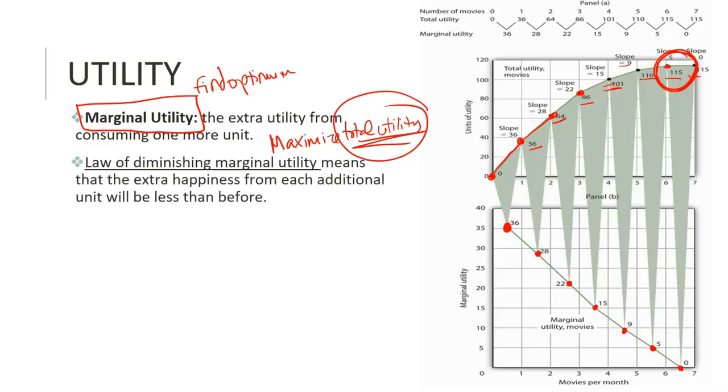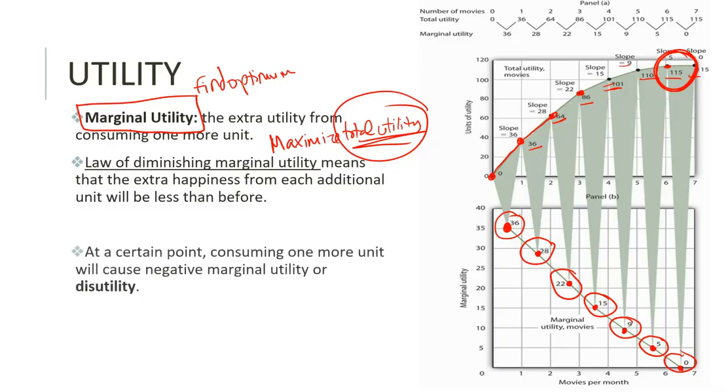Here we see the law of diminishing marginal utility. So the extra happiness from each additional unit is going to be less than the one before it. What this is telling us is that we like the first movie the best. We like the first movie better than the second movie. We like the second movie better than the third. We like that third movie better than the fourth. We like the fourth movie better than the fifth movie. We like 5 better than 6, 6 better than 7. So the law of diminishing marginal utility tells us that that first movie is the best.